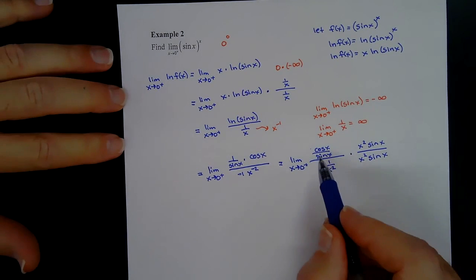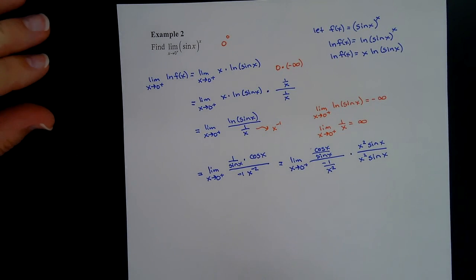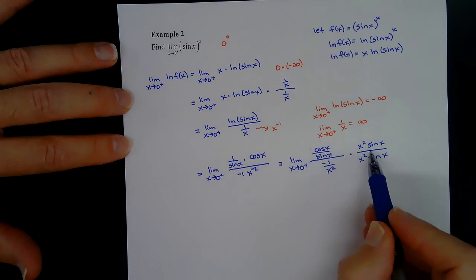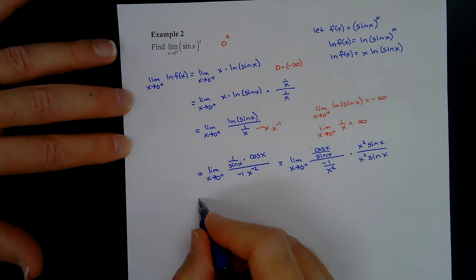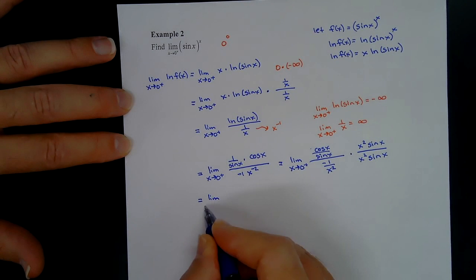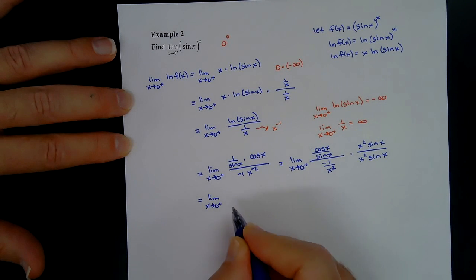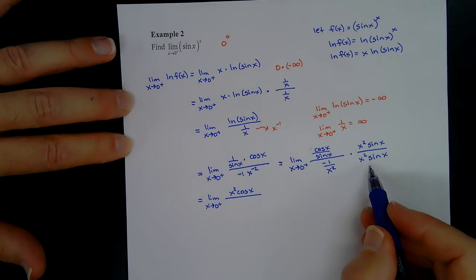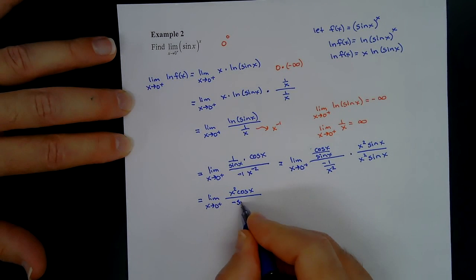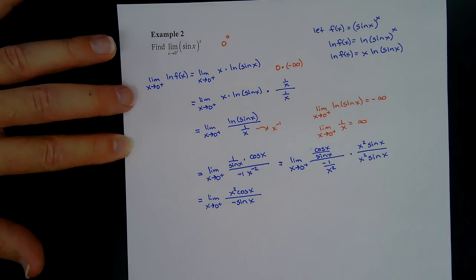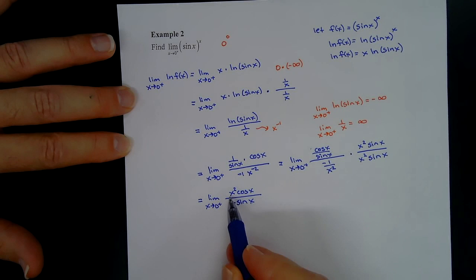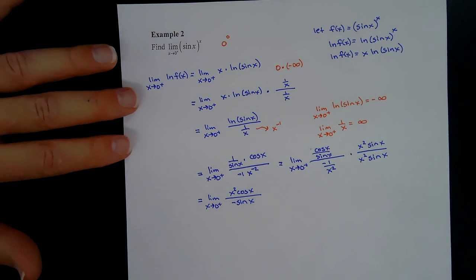Here's why. We want to keep it cosine x and sine x because we can do direct substitution, and we can get some values out of this. So right here, we're going to wind up with x squared cosine x. So this becomes the limit as x approaches 0 from the right of x squared cosine x over, and then this would be just negative sine of x. When we go to do the direct substitution, sine of 0 is just 0, and 0 squared is 0. So we're going to wind up with 0 over 0, right?